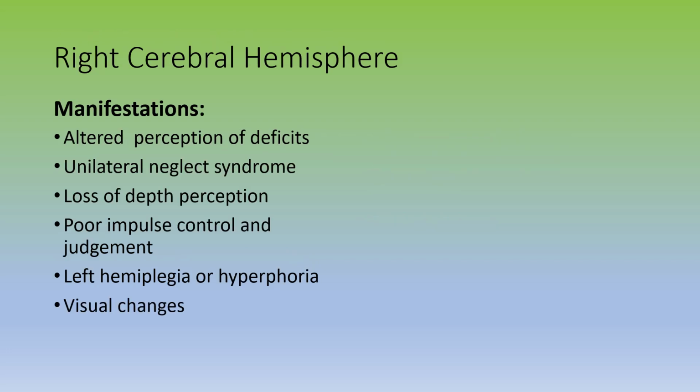In the right cerebral hemisphere, the manifestations are altered perception of deficits and unilateral neglect syndrome, where they're unaware of the affected side. If the left arm is affected, then that person is going to ignore it. They cannot see, feel, or move that affected side. So the client is unaware of its existence. There is also loss of depth perception, poor impulse control and judgment, hemiplegia, and visual changes.